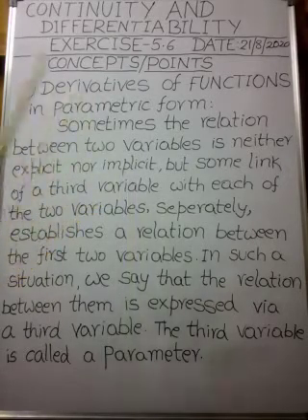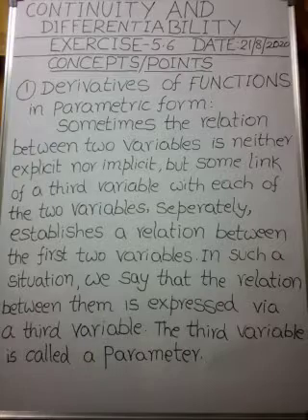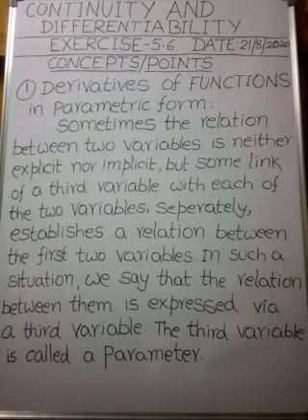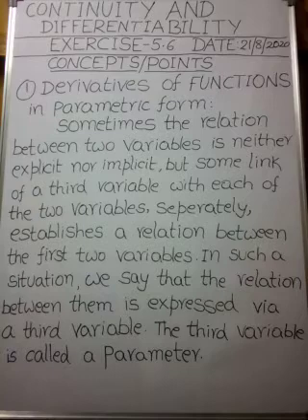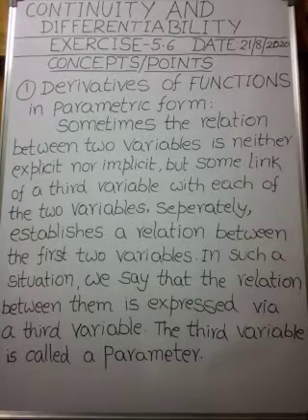Okay, my children. Explicit means we can write x is equal to a function of y, or y is equal to a function of x. That is called explicit. Implicit means we can't write x as a function of y or y as a function of x. In exercise 5.3, we have discussed implicit functions. We can't write the function as y is equal to something in terms of x.